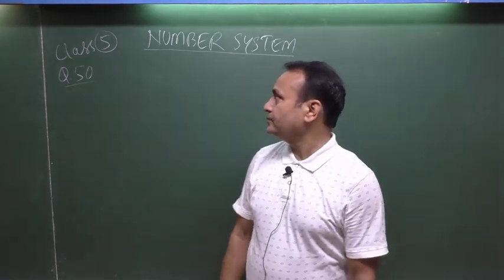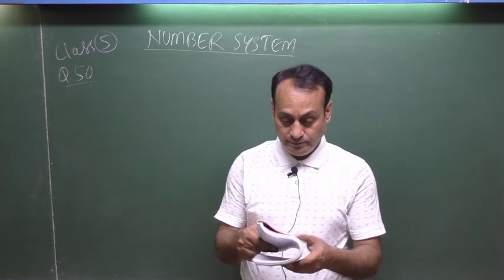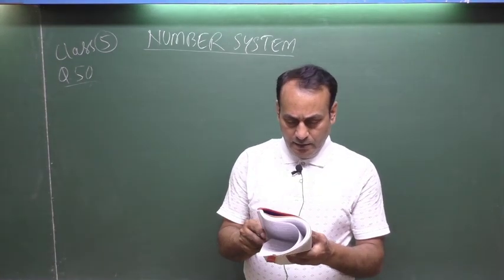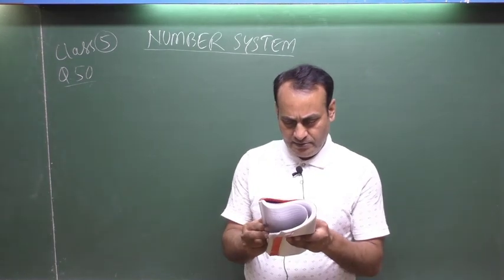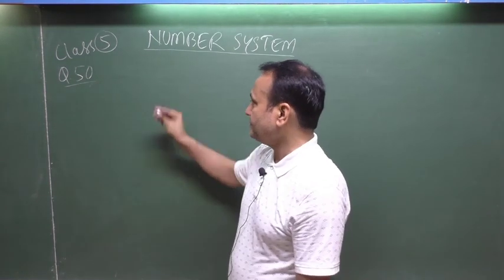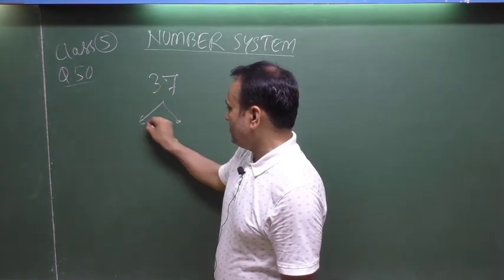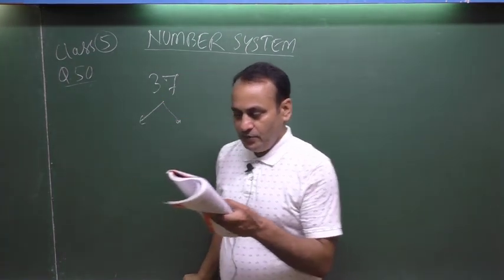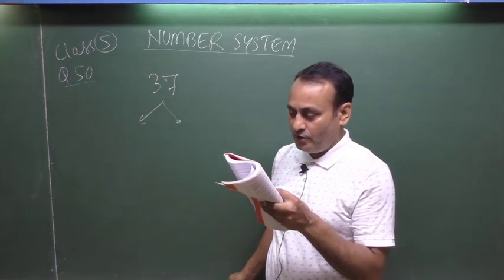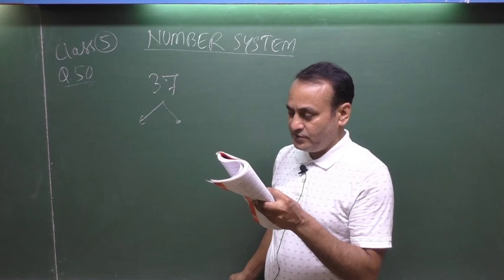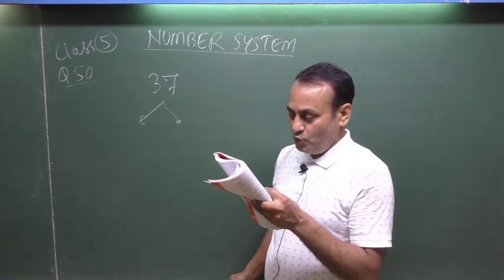Let us start class 5, number system, question number 50. What will be the square root of the difference of two factors of 37? The question says the difference of the two factors of 37 must be pointed out. Thereafter, the square root of the difference of those factors will be found.